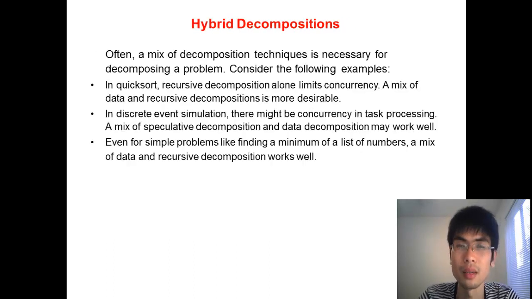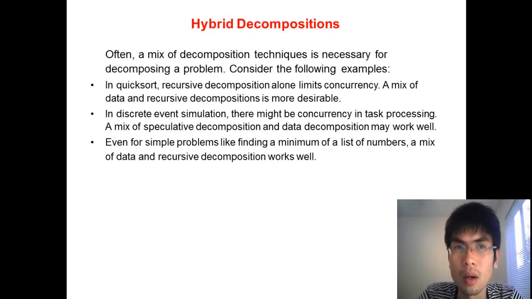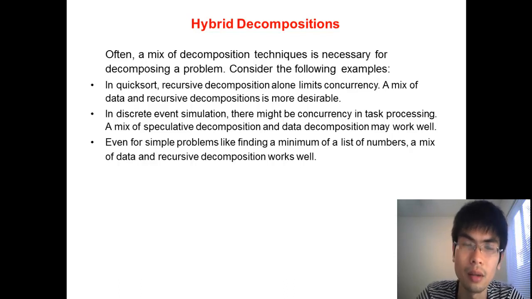So here let's talk about hybrid decompositions. Often a mix of decomposition techniques is necessary for decomposing a program. But here let's take two examples. One is quick sort. A recursive decomposition alone limits concurrency, so a mix of data and recursive decomposition is more desirable.